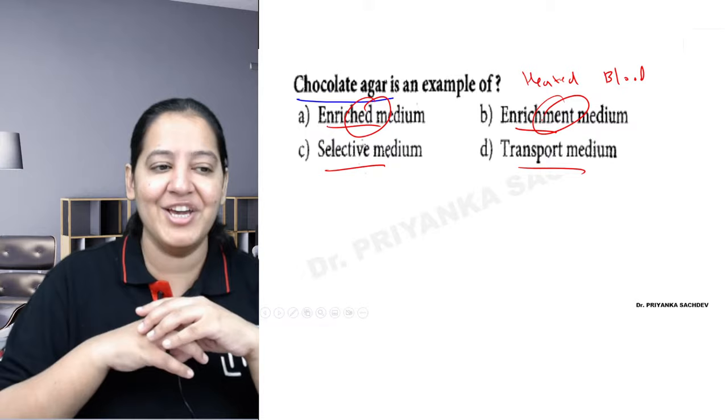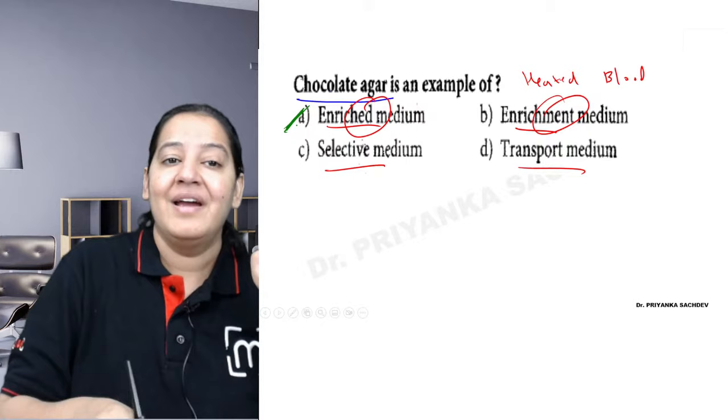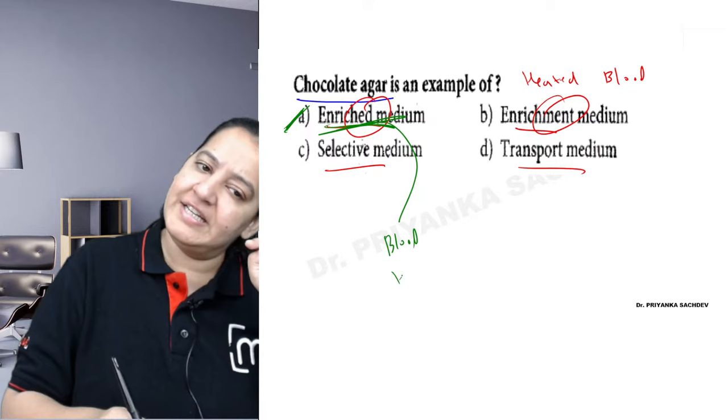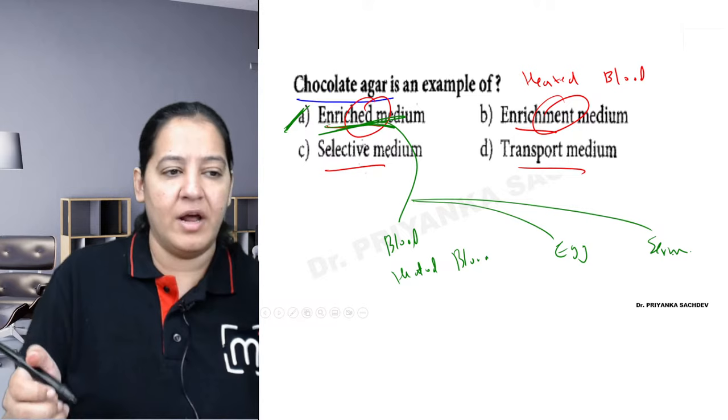Yes, Rakesh, you are right. The correct answer is A. It is enriched, not enrichment. Enriched media is a media which contains either blood or heated blood, one and the same thing, or it contains egg, or it contains serum. Any media containing these is known as enriched media. No, Dinesh, it's not B, it's A.